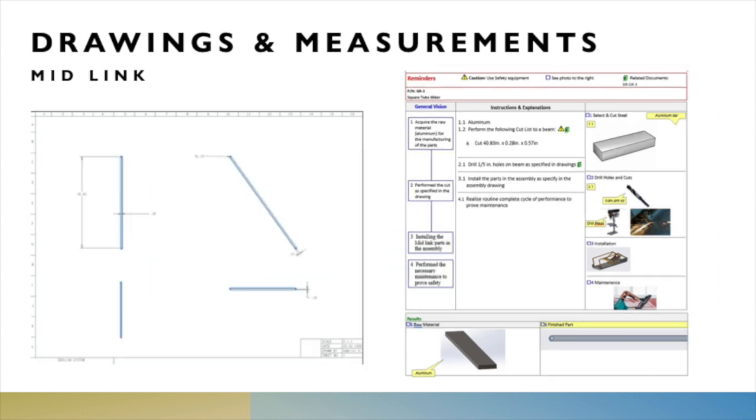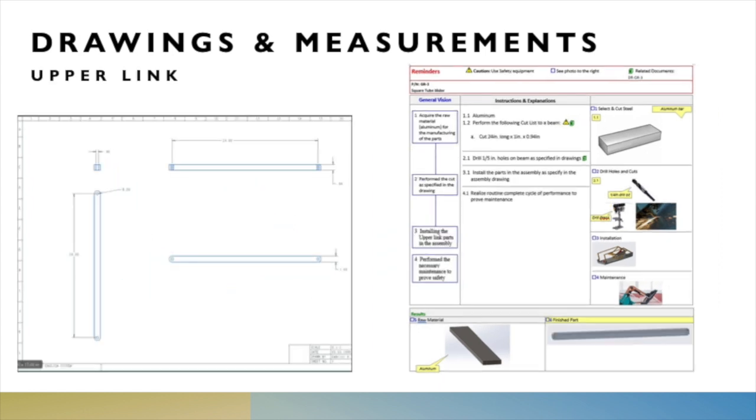mid link, upper link, and that will be all the specifications, drawings and manufacturing process of all the assemblies and parts of the subsystems of our mechanical systems.